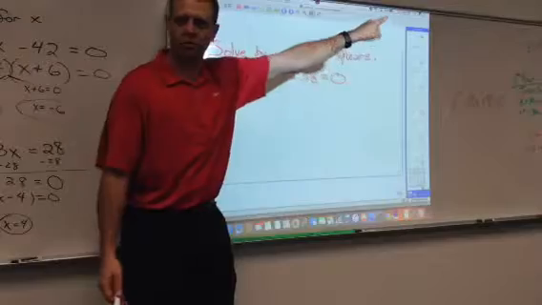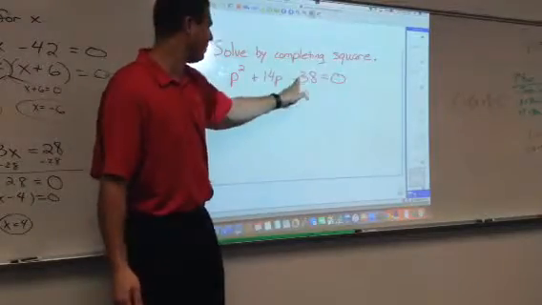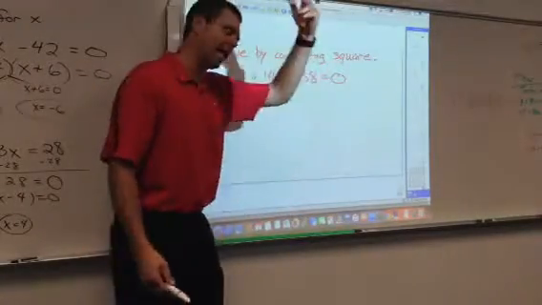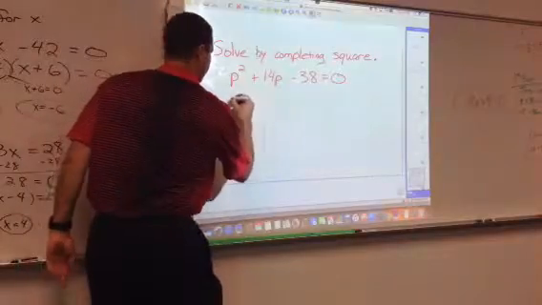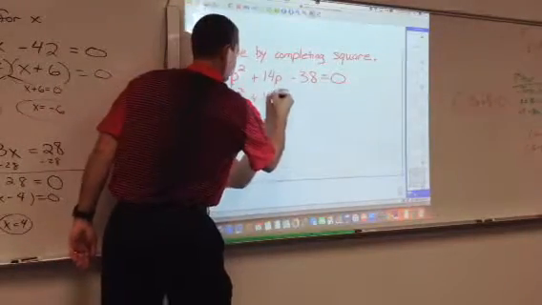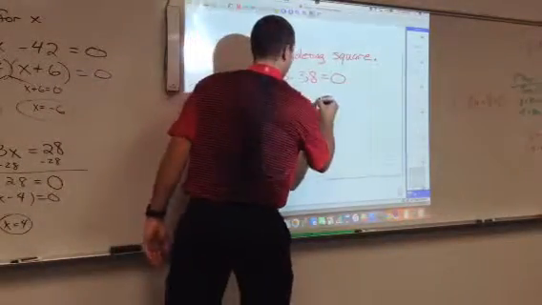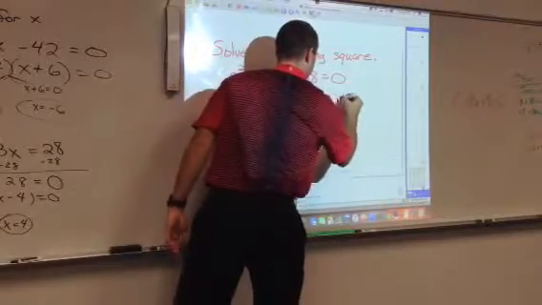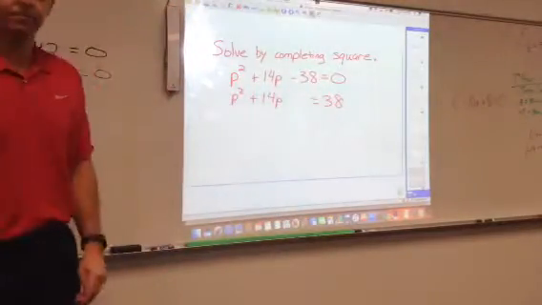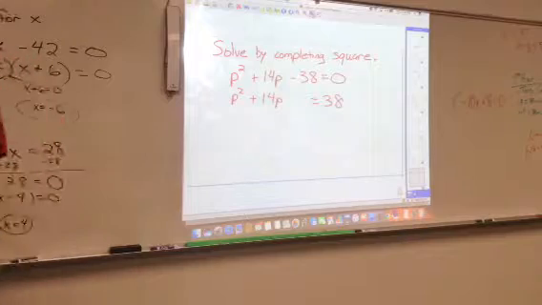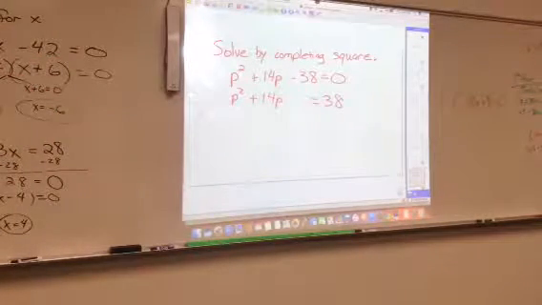So I'm going to move it to the other side. How do I move a minus 38? I add 38 to both sides. So p squared plus 14p, I'm going to leave a little bit of room, equals a positive 38. I just added the 38 to both sides, so I moved that 38 over there.